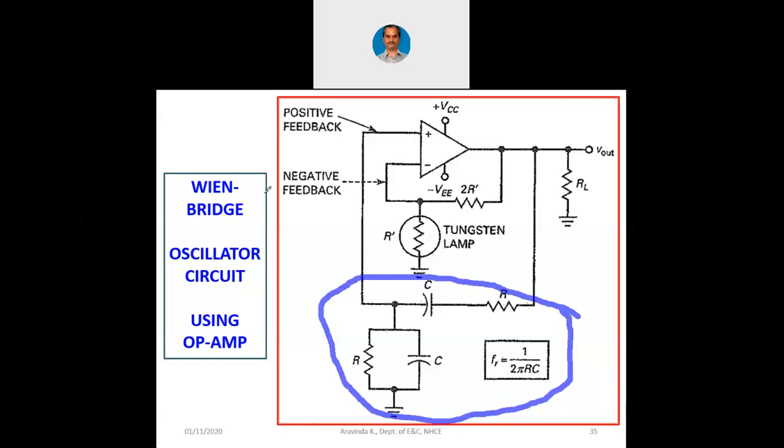Okay. Now this is a Wein bridge oscillator. Of course, you need not always write the tungsten lamp. You can simply write RF and RI also. It is not necessary that you will have to use a tungsten lamp.